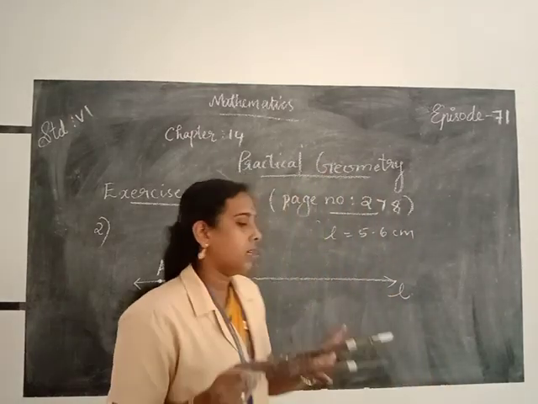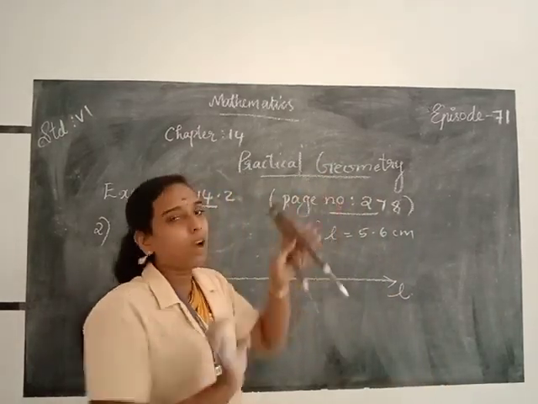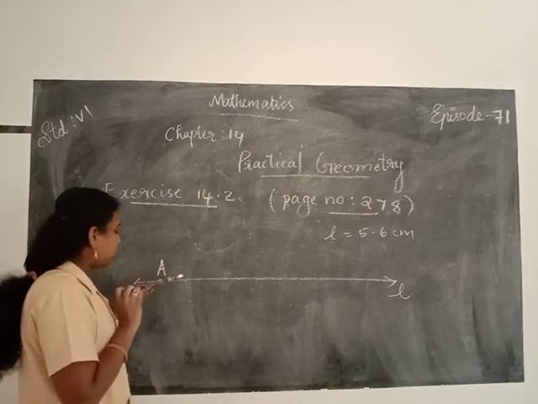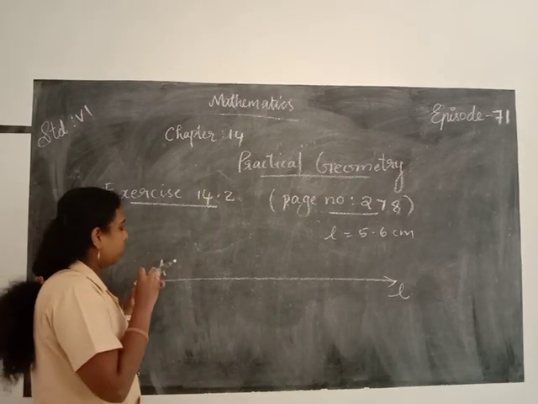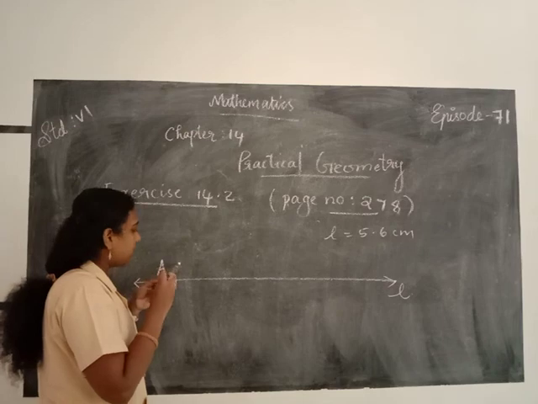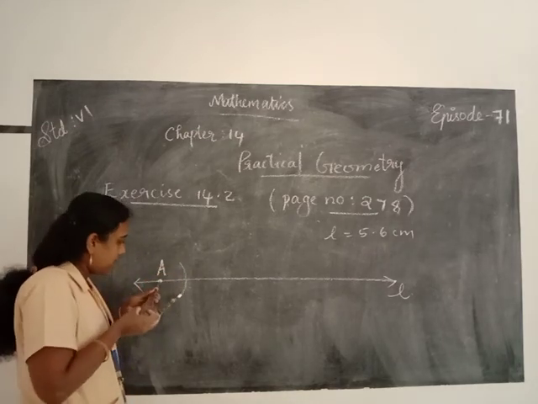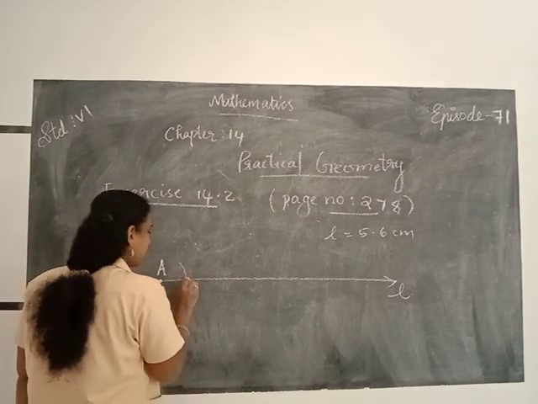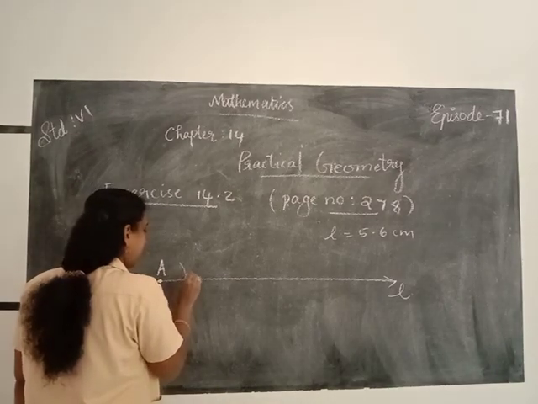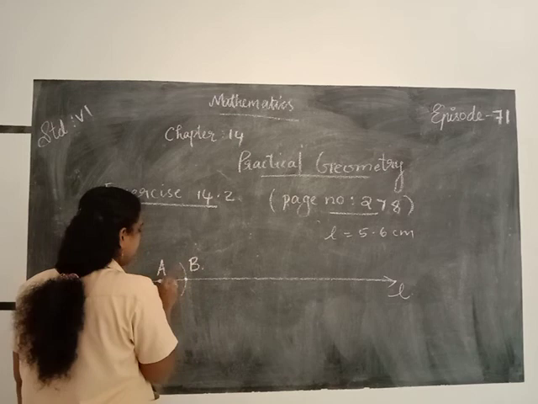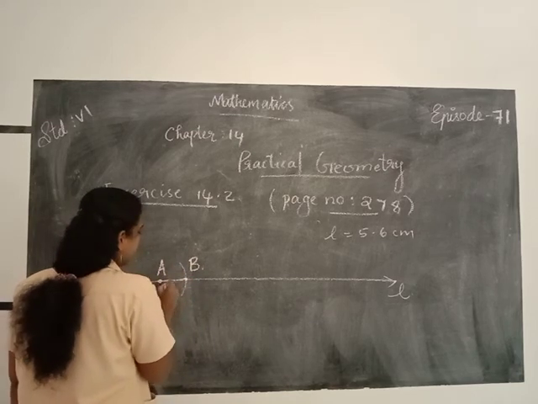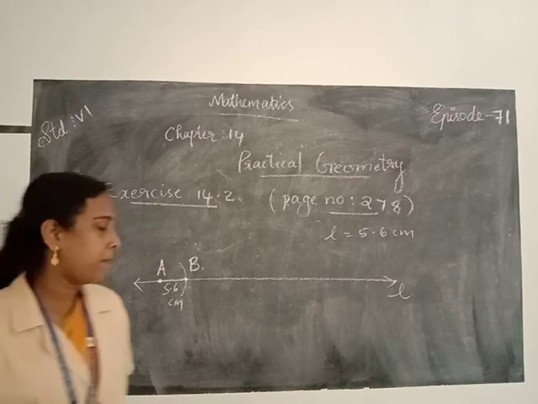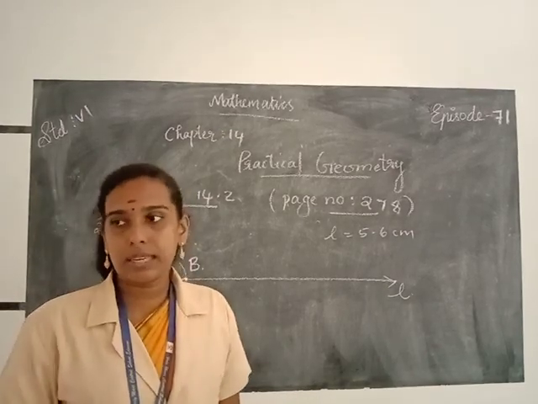If this length represents 5.6 centimeter, then place the pointer on the point A, then you swing an arc that cuts the line L. Then mark the point on the line L, that is B, and here it measures 5.6 centimeter. So line segment AB is equal to 5.6 centimeter.